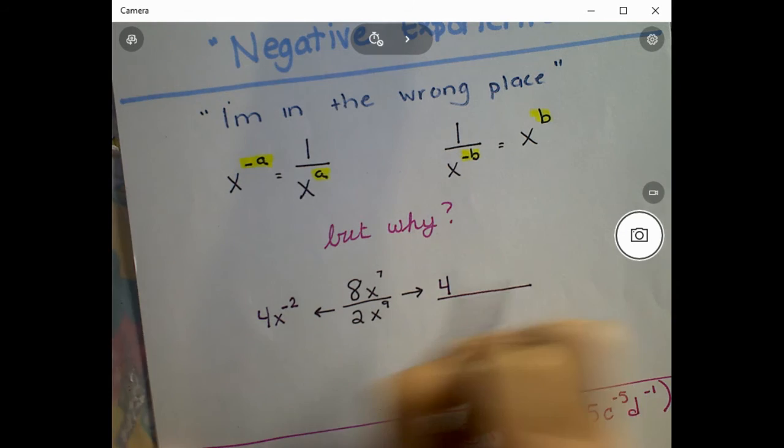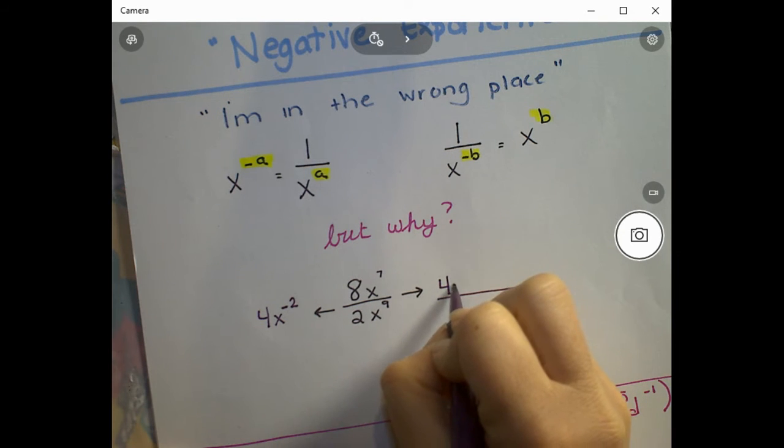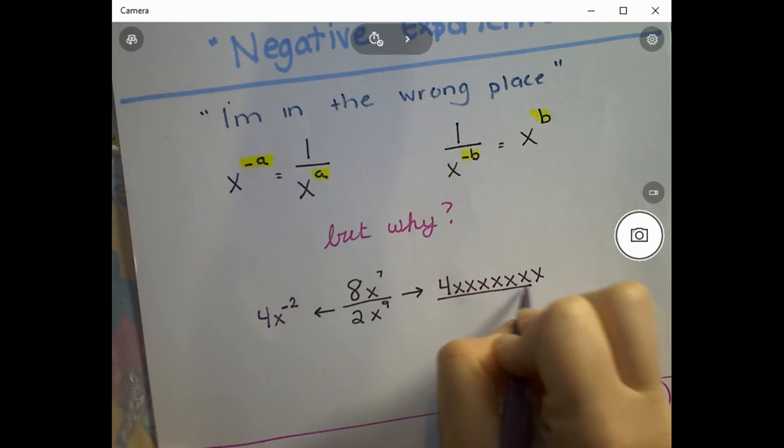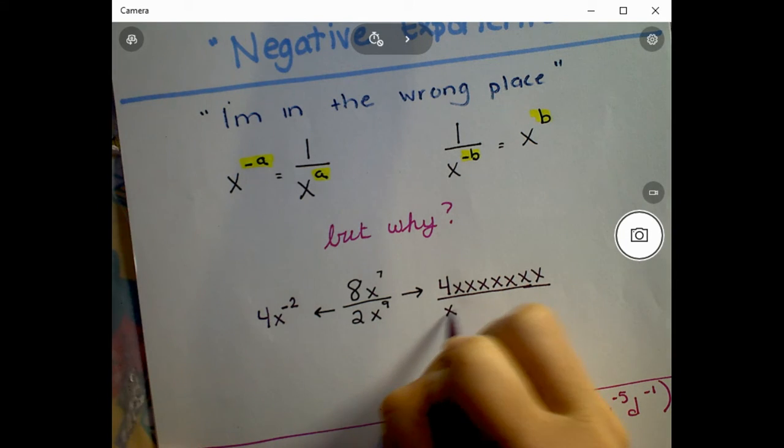If we were going to expand this, we would have 7 x's on the top and 9 on the bottom.